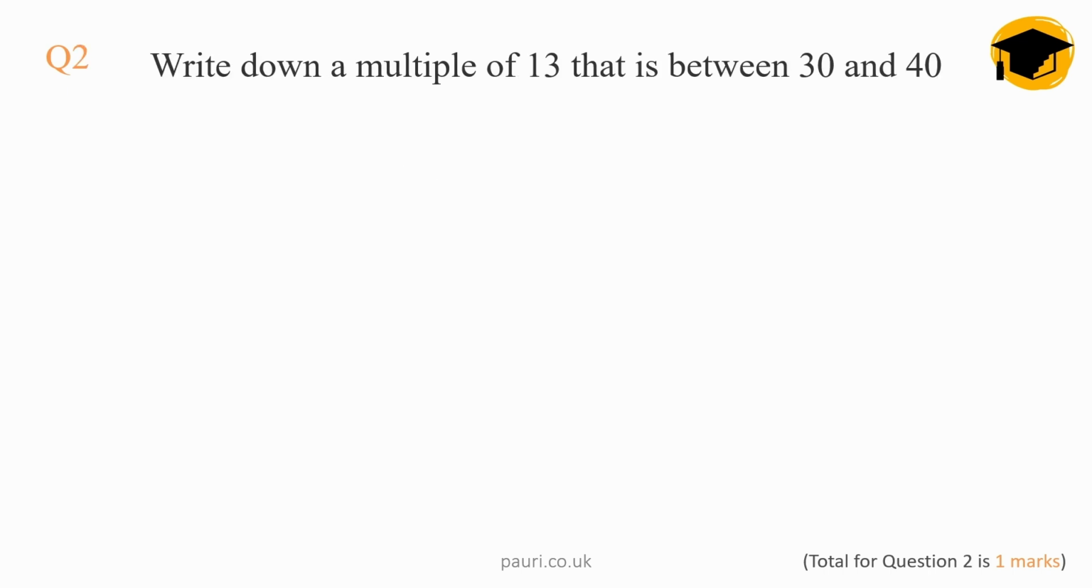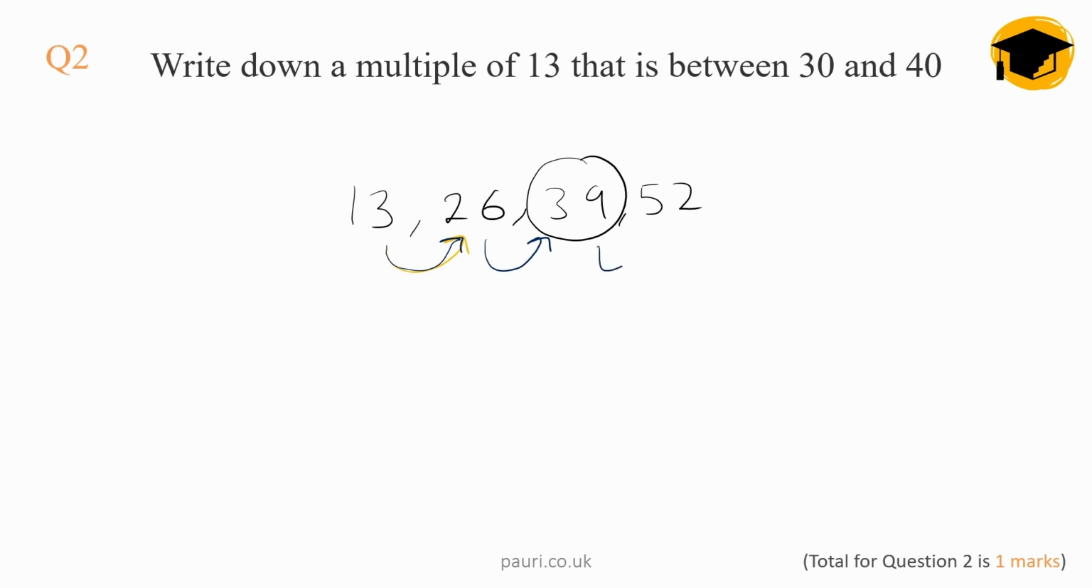Write down a multiple of 13 that is between 30 and 40. 13 times tables: 13, 26, 39, 52. So between 30 and 40, it's going to be 39. If you're not too confident with times tables that are bigger than 12, what I do is I add 10 and then I add 3. That's a good way of doing it. 13 plus 10 is 23, plus 3 is 26. Add 10, add 3, add 10, add 3.